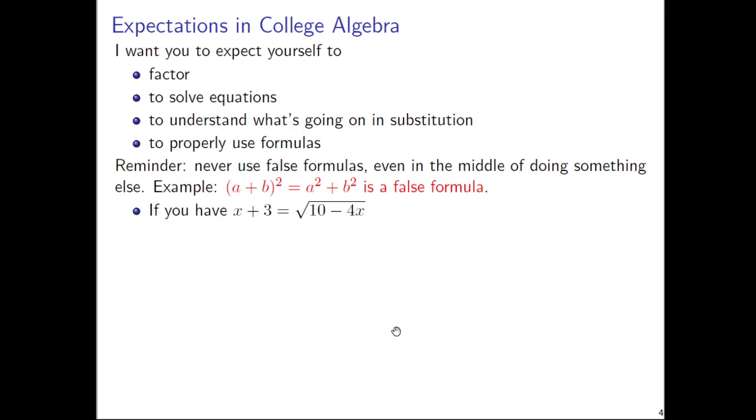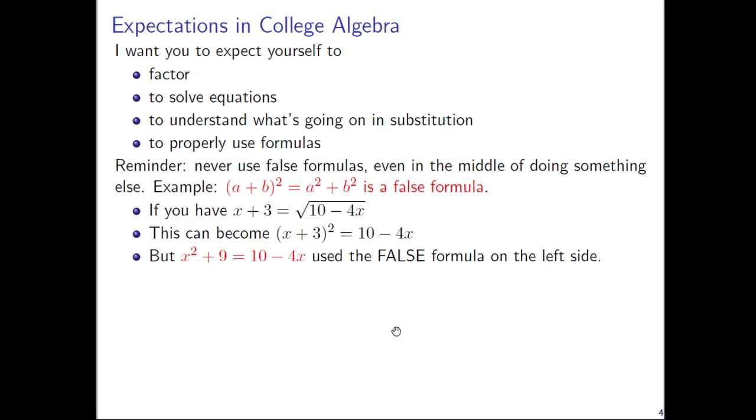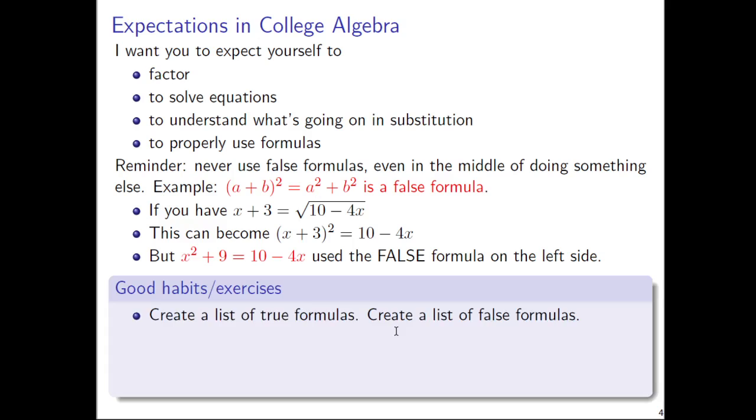So, for example, if you have the equation x + 3 = √(10 - 4x), well, due to a strategy we had discussed, it would make sense to square both sides. So this can become (x + 3)^2 = 10 - 4x. However, turning this left side into x^2 + 9, leaving the right side alone, this is using a false formula on the left side. This is using exactly the false formula that was being discussed just a moment ago.